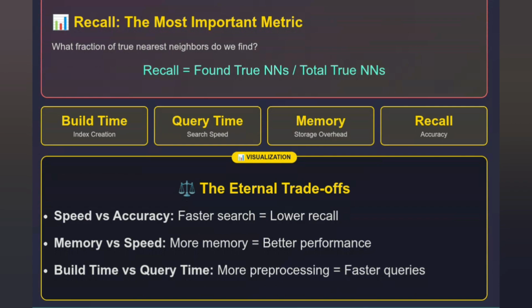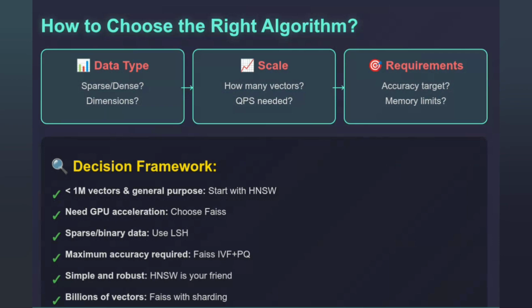Parameter sensitivity is crucial for production deployment. Some algorithms need careful tuning for each dataset, while others work well with default parameters. This is the million-dollar question. Let me give you a practical decision framework based on your specific use case.